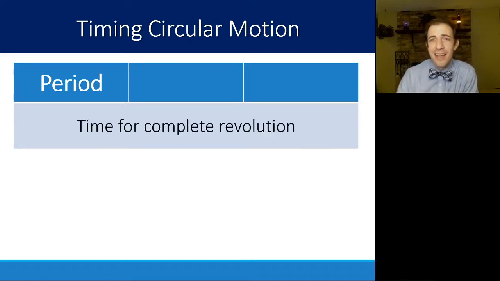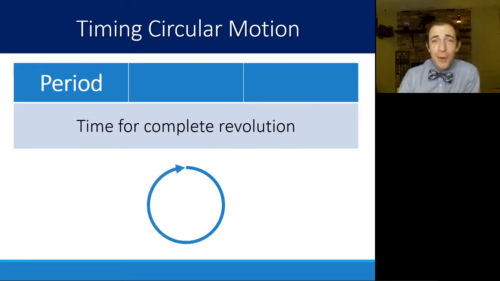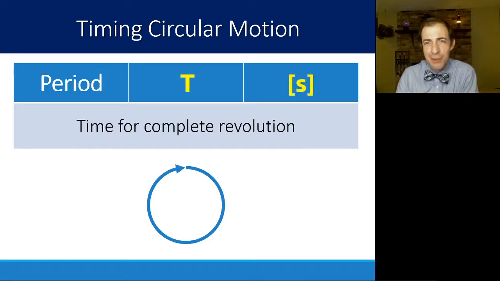So it doesn't matter if you're talking about a wind turbine blade or a horse on a merry-go-round or something like Earth that's spinning. The period is how long it takes to go around once. We are going to give this a symbol of capital T. So lowercase t is just generic time. Capital T is the period. It's the time for one cycle or one complete revolution. Since it's a time, we're going to measure it in seconds.